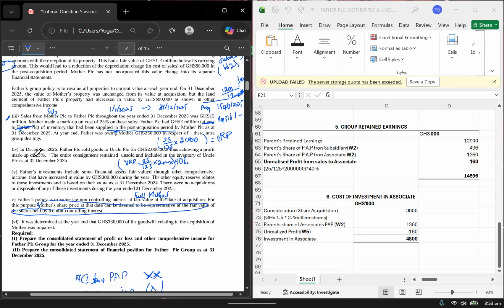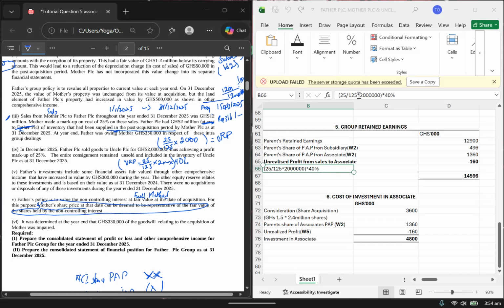So you have to convert this markup of 25% to margin to get the percentage that is supposed to be calculated on this. So 25 out of 125 times the 2 million. And because we didn't obtain the whole of the associate, we only have 40% of the associate. Okay. So you apportion the unrealized profit as well. So times 40%. That's what we are having here.